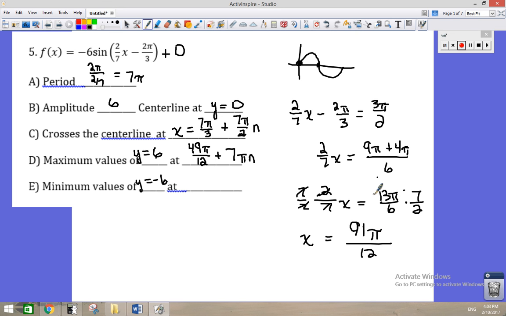7 times 3 is 21. Carry the 2, 7, yeah. All right, so this is 91 pi over 12. And the next time it'll be at its minimum is in the next cycle, and that's, for this problem, 7 pi away. So I'm going to add or subtract multiples of 7 pi to be at a minimum value. So there's our answer for number 5.